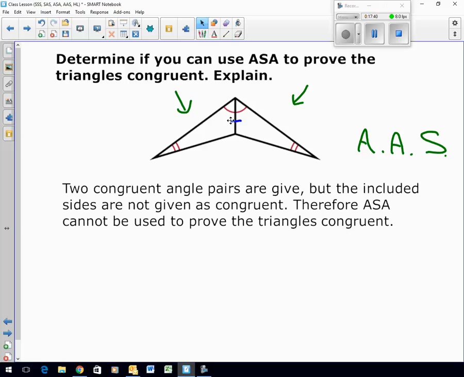So this side that they share is always going to be congruent because of the reflexive property, correct? In both triangles, this side is the same. Since it's the same, the reflexive property tells me it's congruent in both triangles. Okay? And if they're not connected, then no, I don't have the reflexive property.